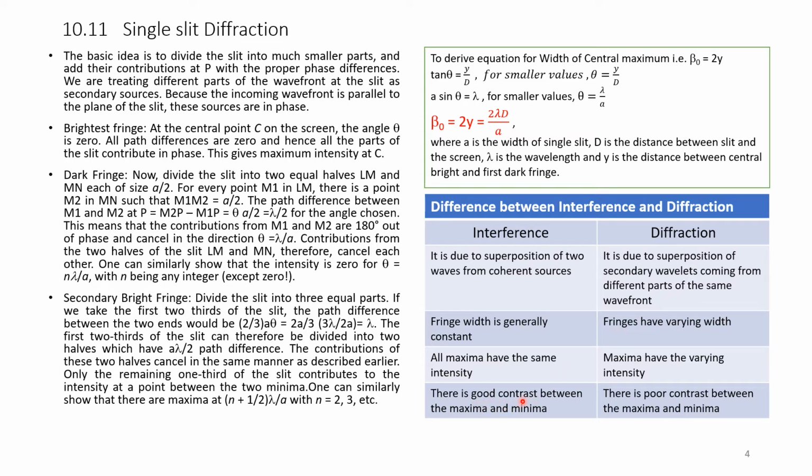In interference there is a good contrast between maxima and minima. There is a poor contrast between maxima and minima in diffraction. These are the main differences between interference and diffraction.